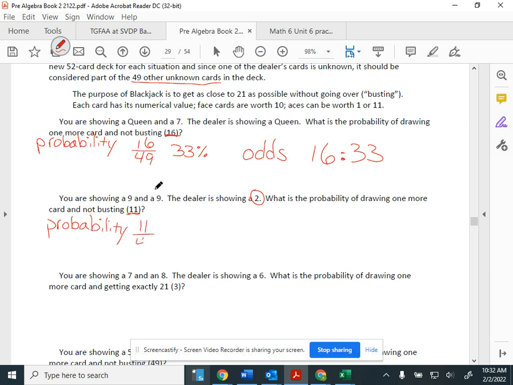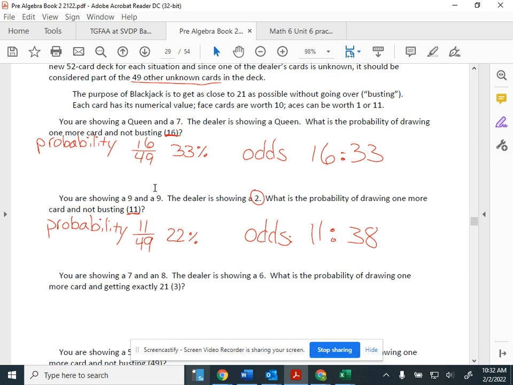Is 11 out of 49. 11's a prime, and it doesn't go into 49, so I know it's simple. And it's what percent? 22%. 22%? Then I need to find my odds. The odds would be 11 to 38. I've got 11 is my successful, so now I want the unsuccessful. So 49 minus 11 is 38. Can't simplify that. 11 is a prime, and it doesn't go into 38.